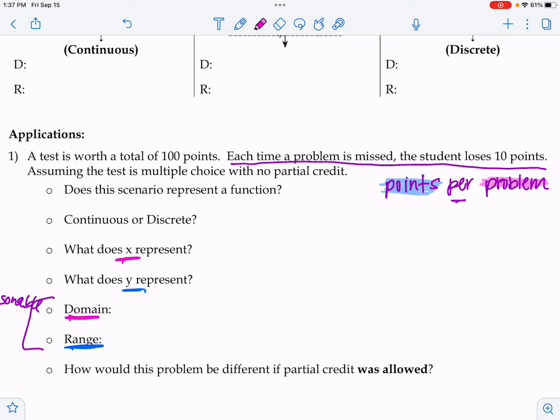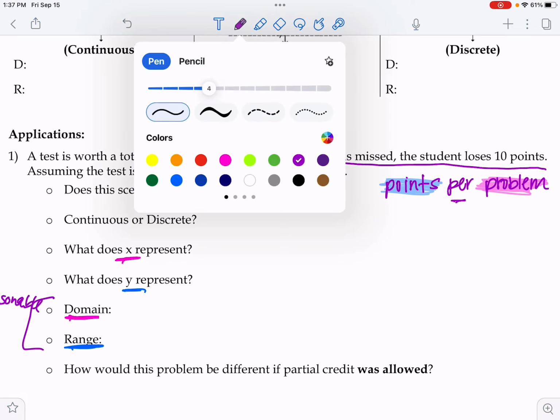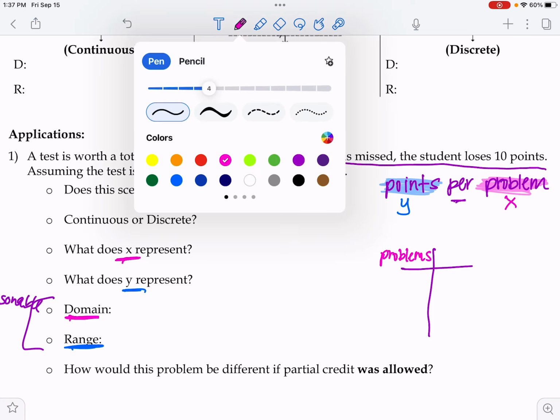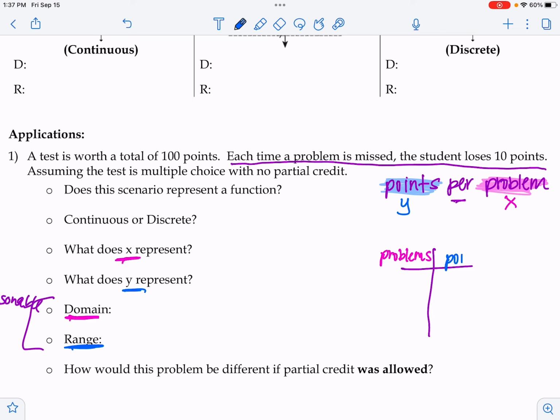Y per x. And so that automatically tells you what y represents, points, and it tells you that x represents problems. So if I wanted to make a table, I would put problems here, and I would put points here. And you want to make sure that your right column depends on your left column. Y should always depend on x. So how many points you earn on a test depends on how many problems you missed.